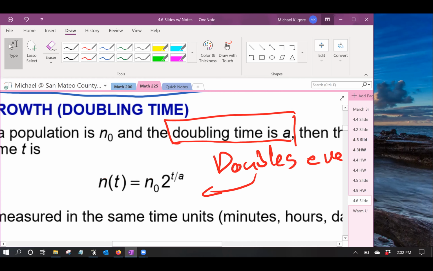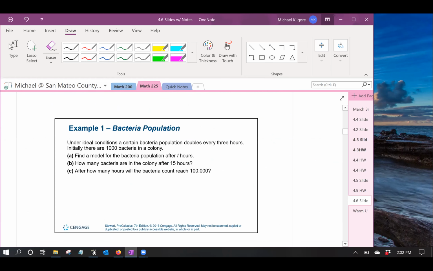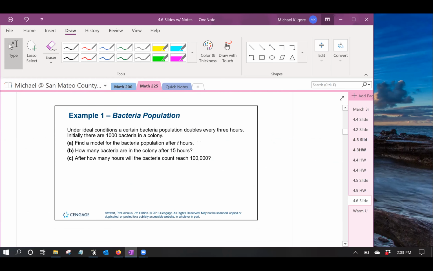So let's look at this one, okay? Under ideal conditions, a certain bacteria population doubles every 3 hours. Okay. They should have changed it up. I should have changed it up. Can I change this example? Let's make it double. No, because the solution slides are there. Whatever. Nope. Doubles every 3 hours. Okay. So find a model for the bacteria population.